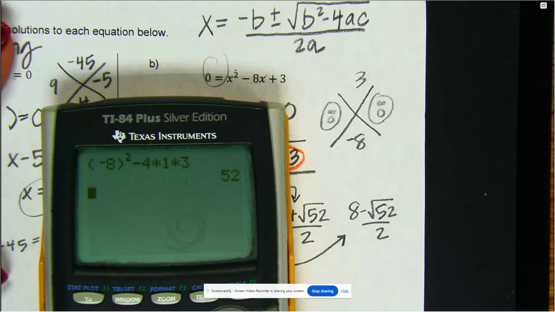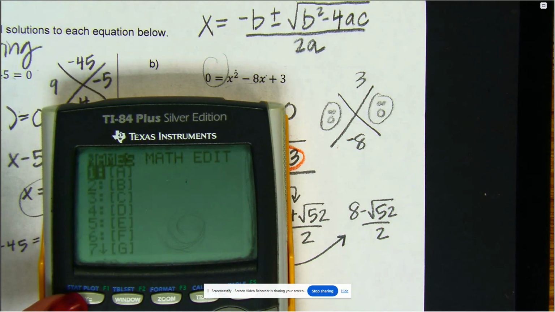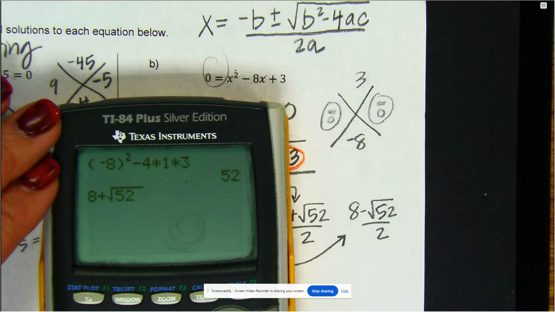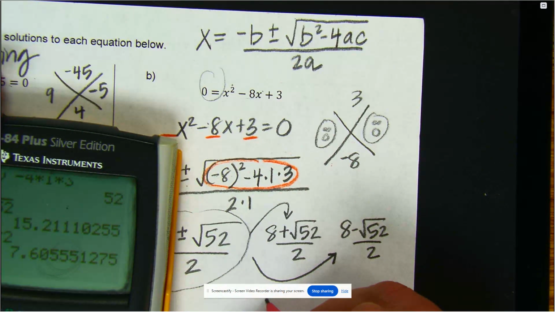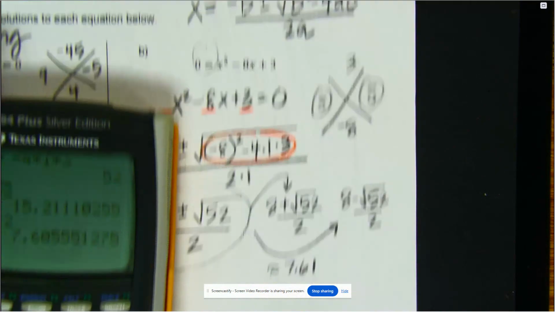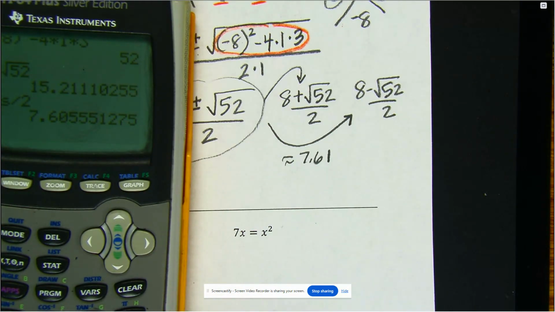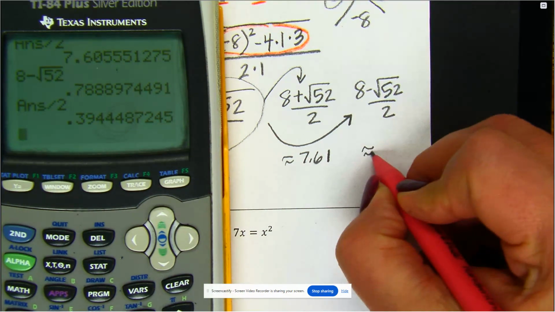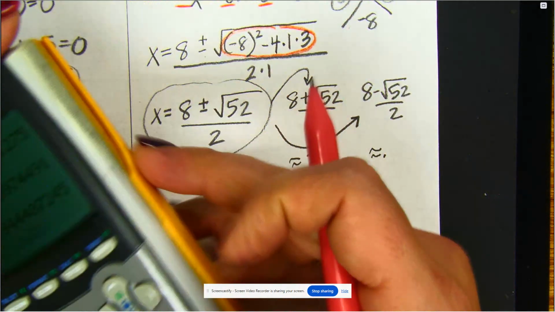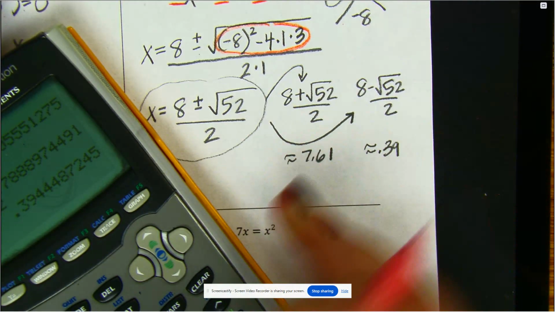Let's practice that. 8 plus the square root of 52, enter, divided by 2, so about 7.61, or 8 minus the square root of 52, divided by 2, is about 0.39. What are we finding again?